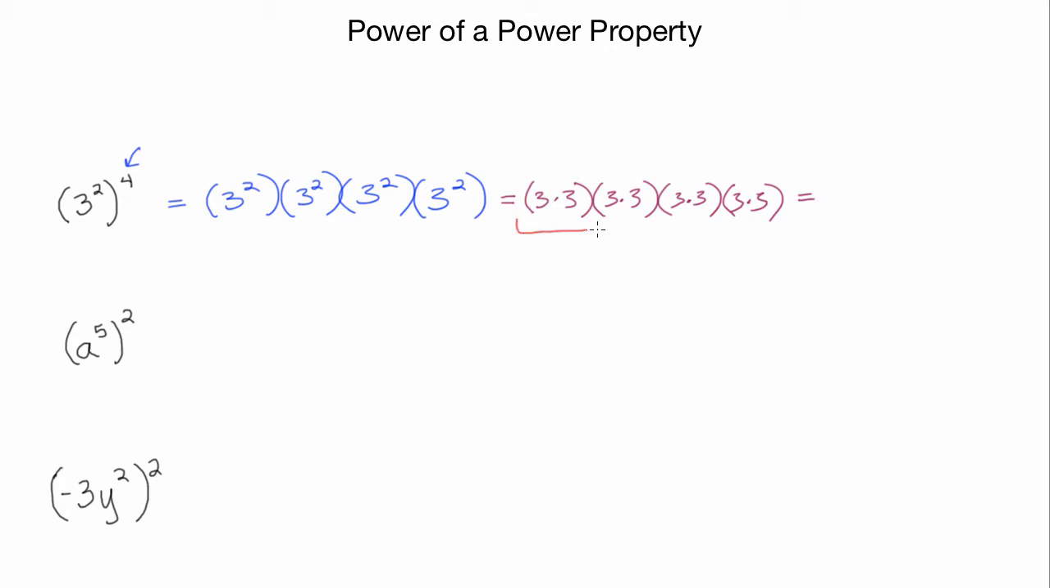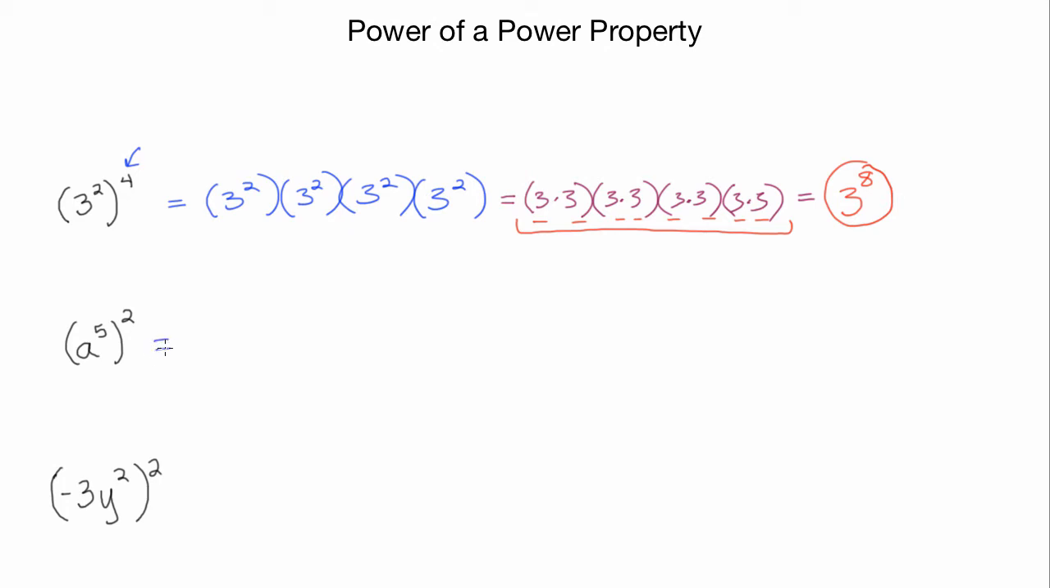I can take the parentheses out, and when I count them up, we see 1, 2, 3, 4, 5, 6, 7, 8 3's. Essentially, I'm just multiplying 8 3's together, which is 3 to the 8th power. All right, very interesting. So 3 squared to the 4th power equals 3 to the 8th power. Same thing. All right, let's look at another example.